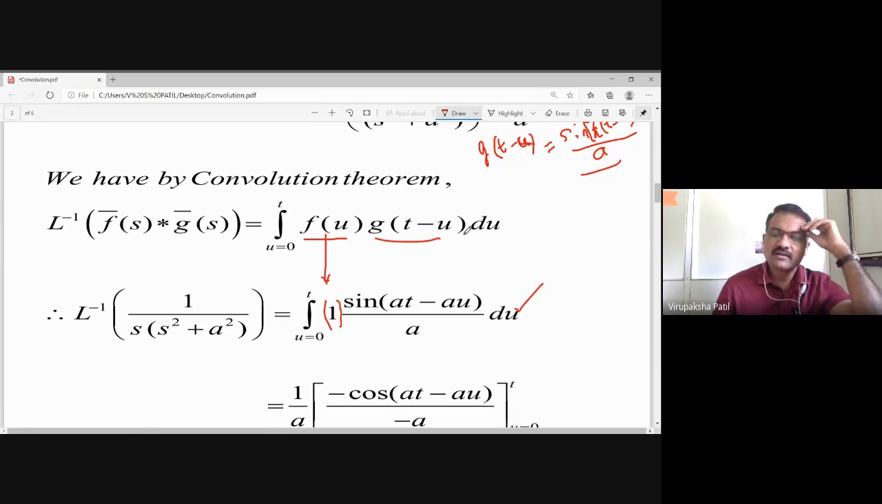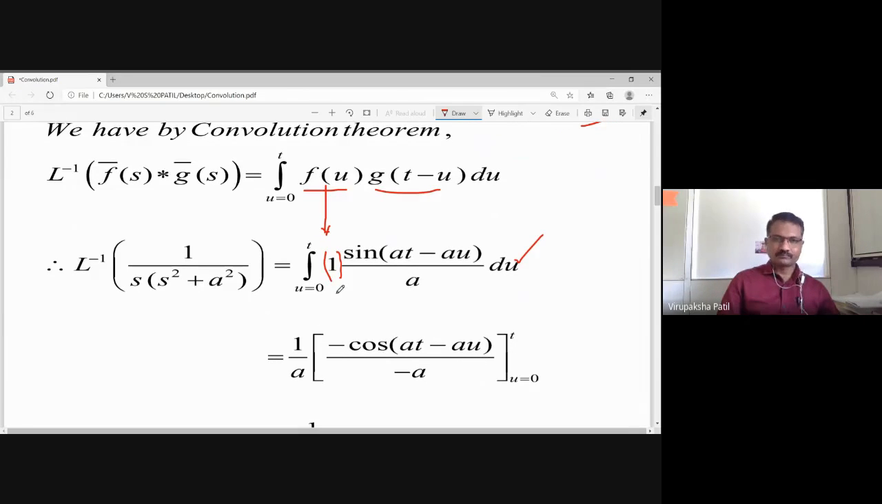You need to concentrate on this. Whenever you're integrating with respect to u, t is treated as a constant term. Next, what happens? This is 1. So you will have only the integration from u is equal to 0 to t of sine a(t minus u) divided by a with respect to u. So 1 by a is constant. I'll take that outside. Then I'll integrate only this part.